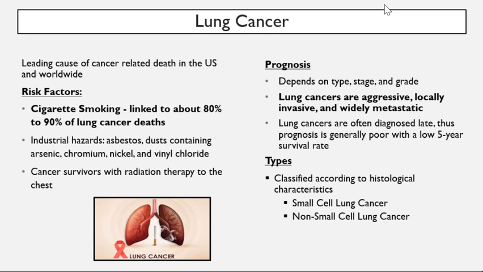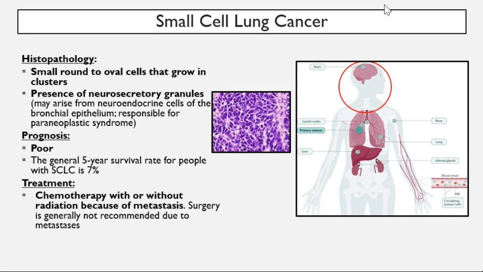Now, lung cancer is often diagnosed late, thus prognosis is generally poor with a low 5-year survival rate. And there are two different types: small cell lung cancer and non-small cell lung cancer. We'll talk about these right now. They're classified based off of their histology, or histopathology.